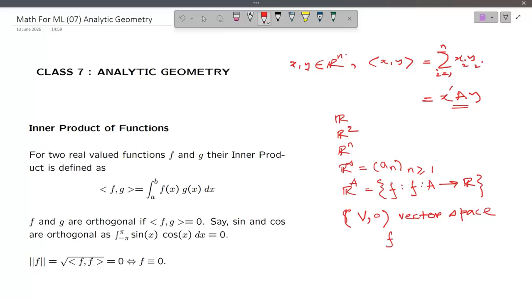We have talked about it. Composition of two functions F and G from the vector space is F composed with G equal to F of G of x. We have inverse, we have identity elements. So V is a vector space. Now we are going to talk about the inner product of two functions. For two real valued functions f and g, their inner product is defined as the integral from a to b of f(x) g(x) dx. That is the definition of the inner product of two functions.